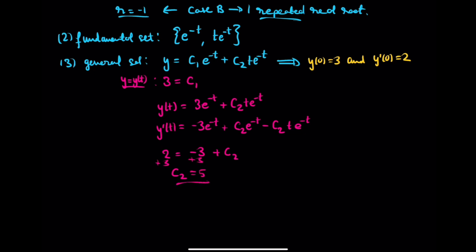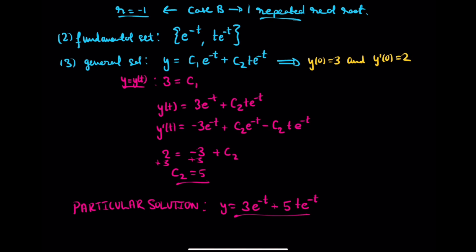So therefore your particular solution is this: y equals c1, so c1 is 3, e to the minus t plus c2, which is 5, t e to the minus t. This is your particular solution. That's your answer.